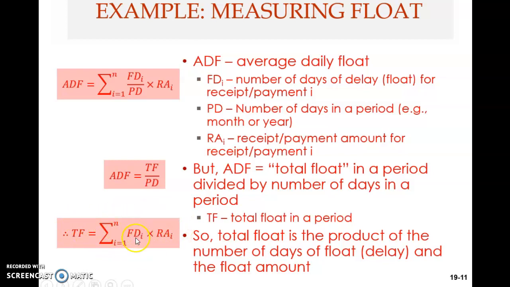Now, total float is simply the delay multiplied by the amount. So we have seen that the float is influenced by two factors. One is the time delay, which is FD, and the other one is the amount. The amount and the time. Greater the amount, greater the total float. Greater the delay, greater the total float. So that's the meaning of this formula.